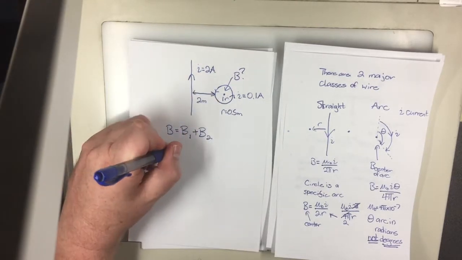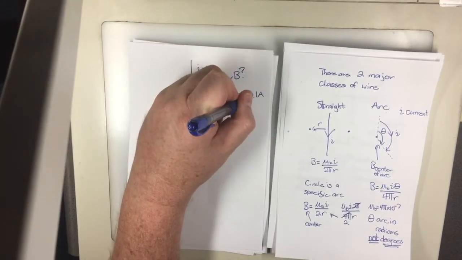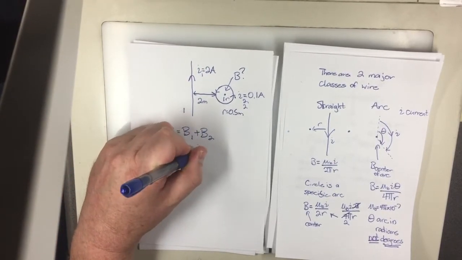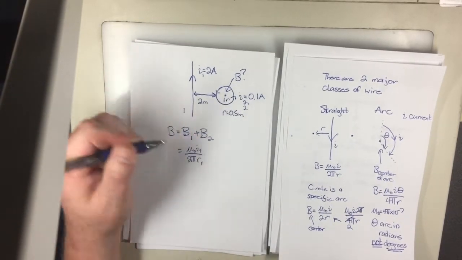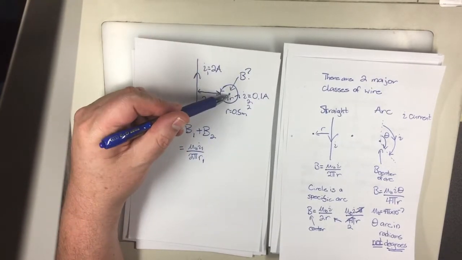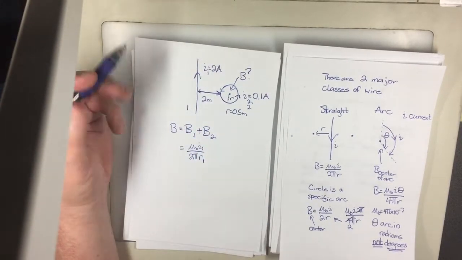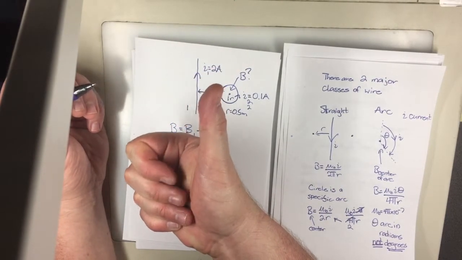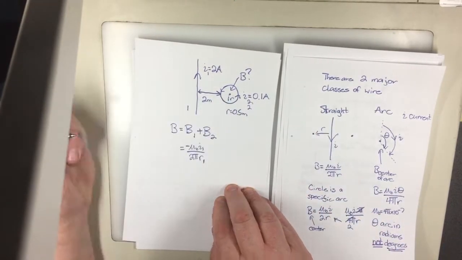At this particular point, that's I1 and that's I2. B1 is mu naught I1 over 2 pi R1. This particular B field at that point from this wire is into the page, because with the thumb in the direction of the current, the B field is out on the left, in on the right. So it's negative.